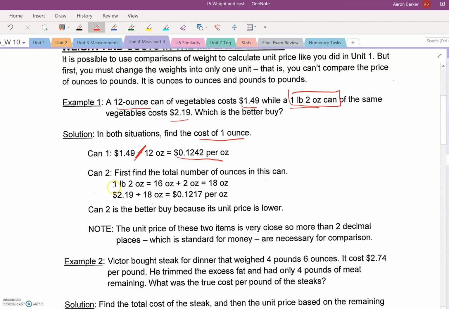This one is easy. We would just divide. So $1.49 divided by 12 ounces, cost per ounce. Next one, though, it's a little bit more because it's 1 pound 2 ounces. So you have to convert the pounds into ounces and find the total number of ounces. So we simply convert 1 pound into ounces. You can do that on Google. Now, if it's not 1 pound, use Google for sure. But 1 pound is 16 ounces, so we add them together. So this can is a total of 18 ounces. Now we can do our division. So 2.19 divided by 18.